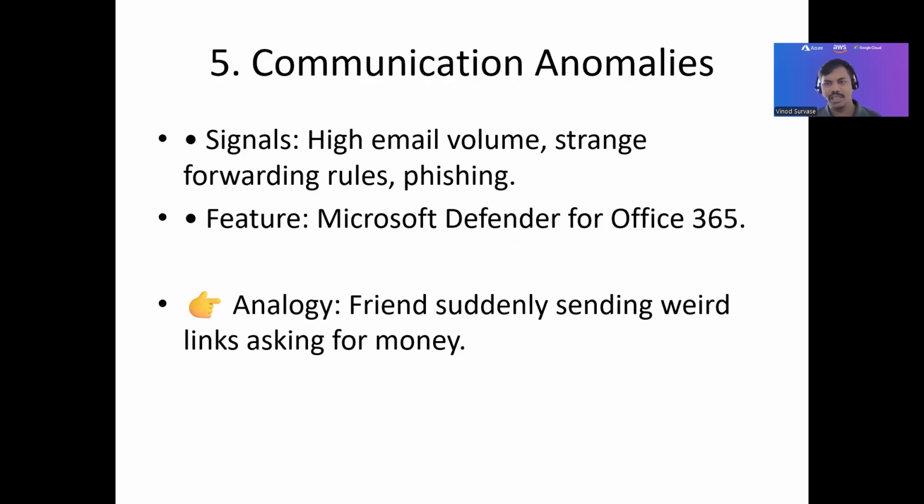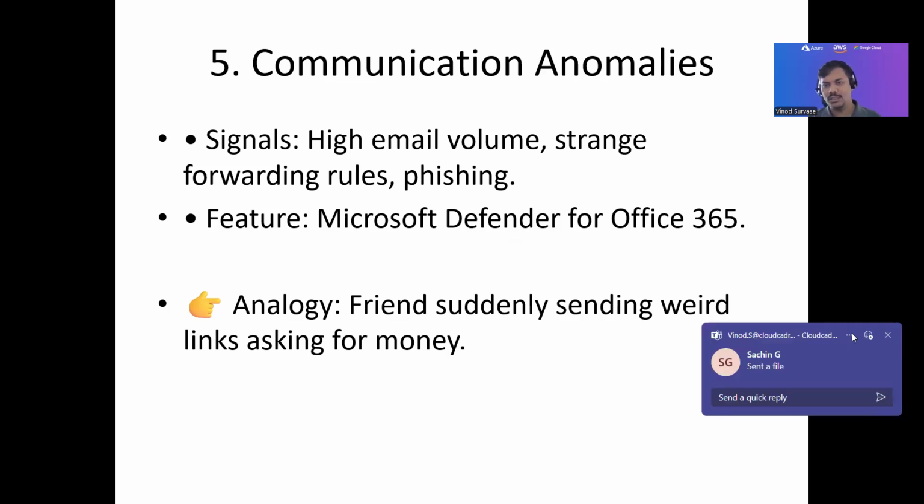The next is communication anomalies. Here the signals include high email volumes, strange forwarding rules, and phishing campaigns, and all of those details, right? So those would be the signals where we can deploy the right set of policies, the right setups.